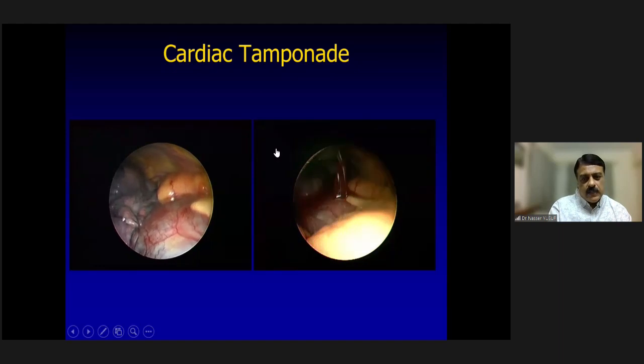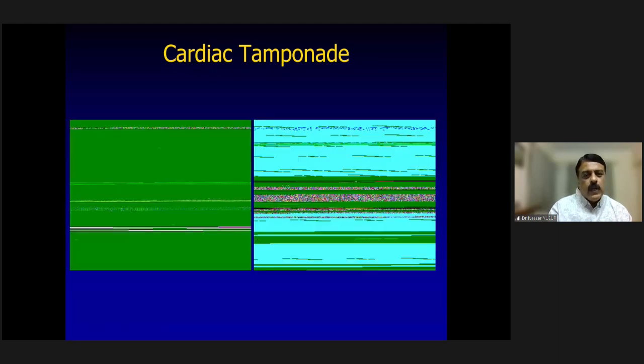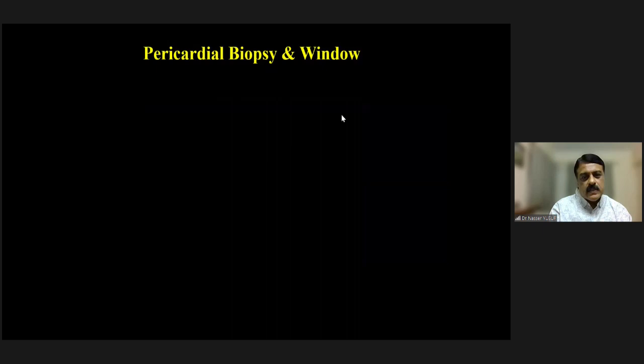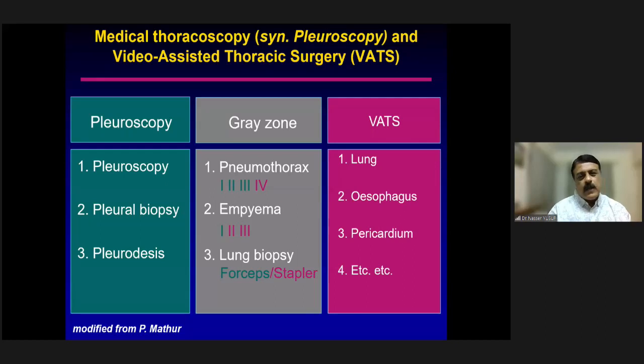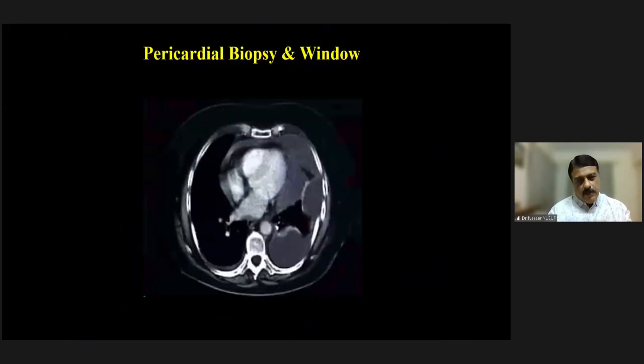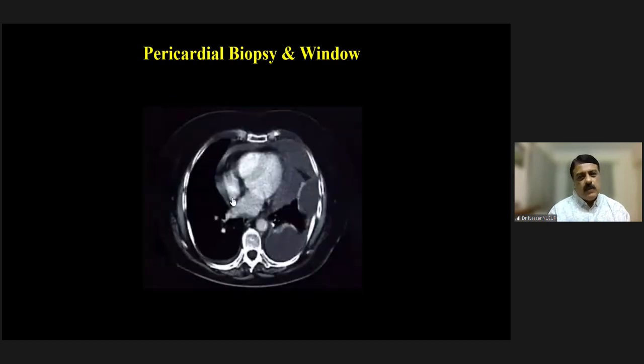In addition to letting off the fluid, what we can do in this case, you can see that there's effusion around the heart as well as pleural effusions. So you could do a pericardial biopsy as well, make a window and drain the fluid. It enters into the pleural cavity, and thereafter, the pleural cavity being a large space, absorption is quite rapid.